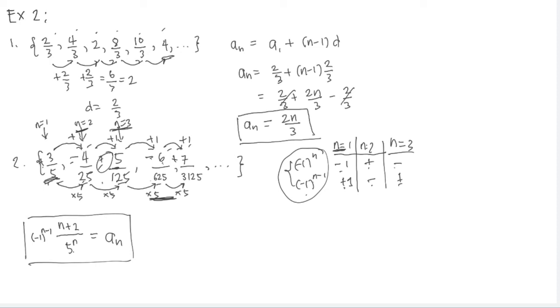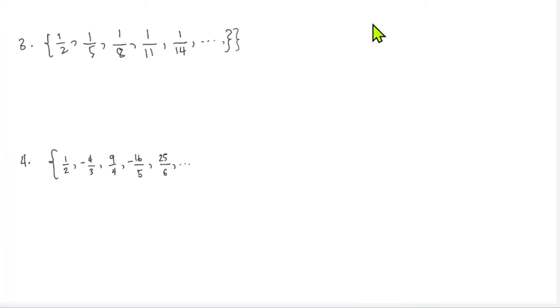Now, for number 3, the terms are given by 1/2, 1/5, 1/8, 1/11. Well, if you look at the denominators, they exhibit a common pattern. 2 plus 3 is 5. 5 plus 3 is 8. 11 minus 8 is 3. 14 minus 11 is 3. So that means we have a common difference in the denominator, d equals 3.